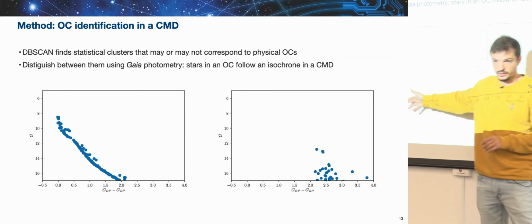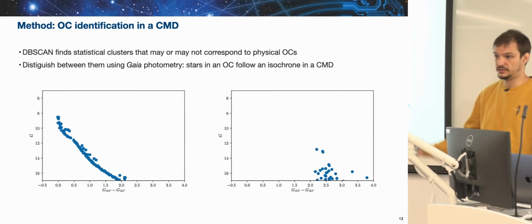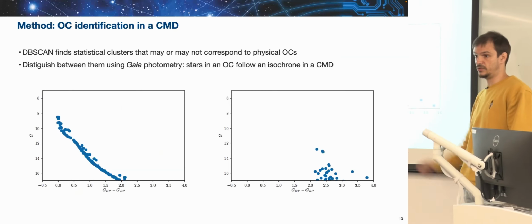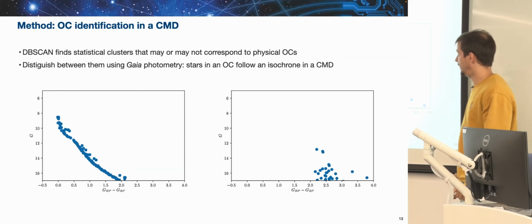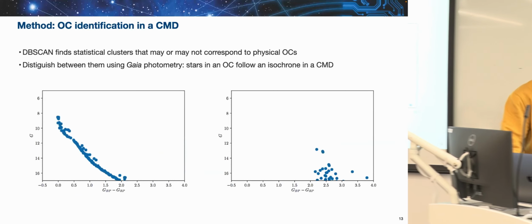Okay, so now we have the clusters, statistical clusters, that may belong to real open clusters where you find an isochrone in the color magnitude diagram, or it is just a random statistical cluster where there is no structure, no isochrone pattern on the color magnitude diagram. And we want to distinguish between these two cases, and for that we use a neural network.